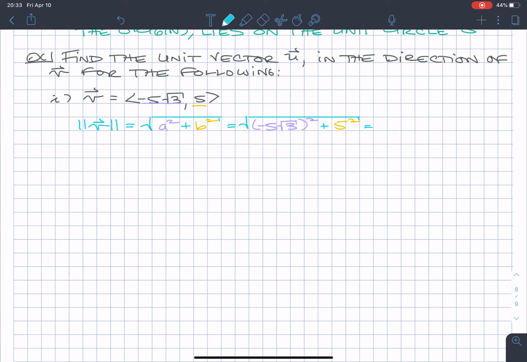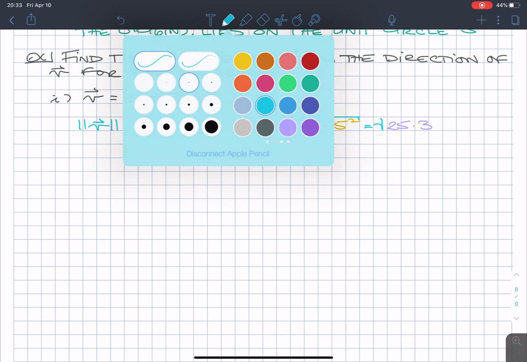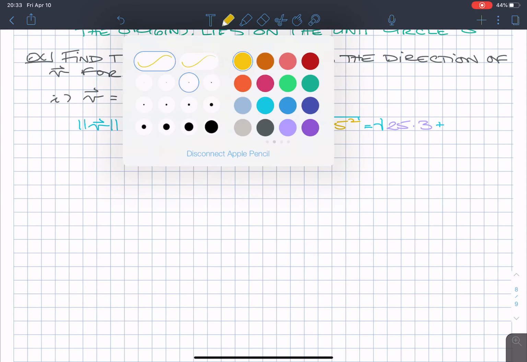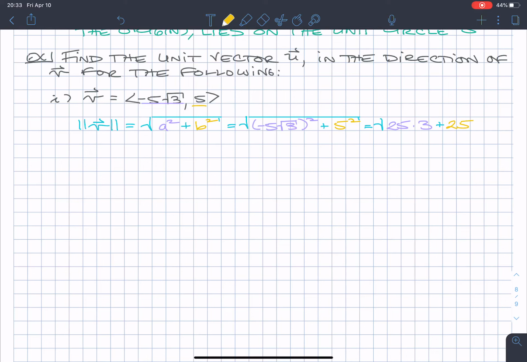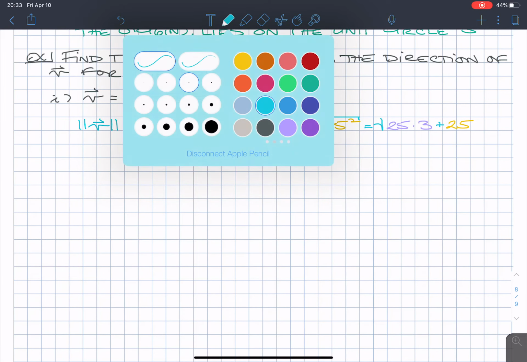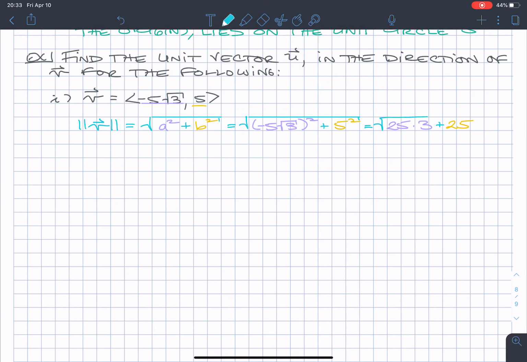Okay, so this gives me the square root of 25 times 3 plus 25. So I have 4 25s. 4 25s underneath the square root comes out as 2 times 5, or 10. Okay, so that's the magnitude.